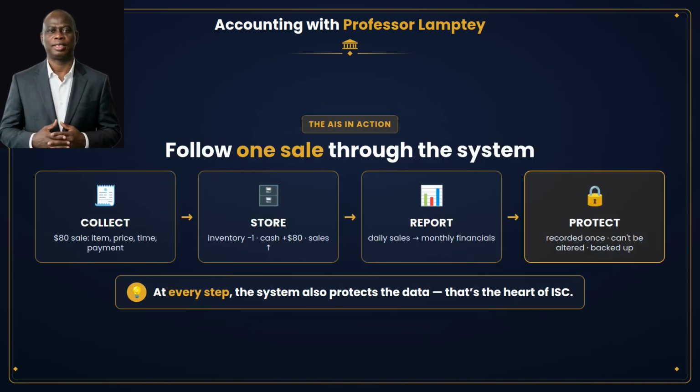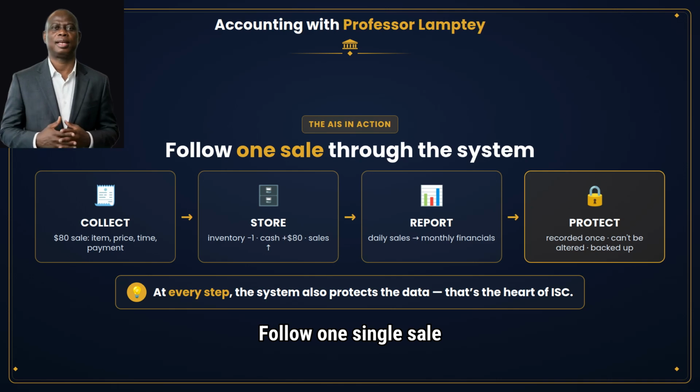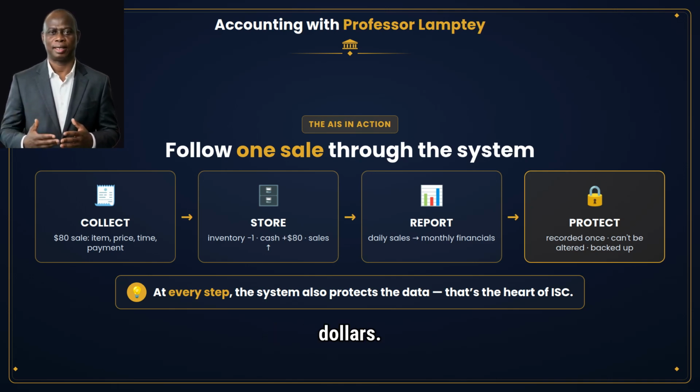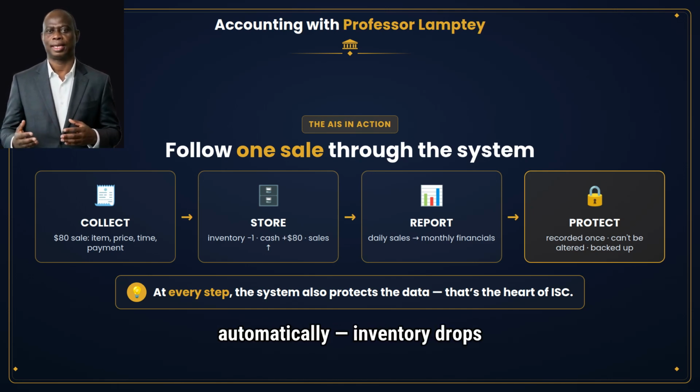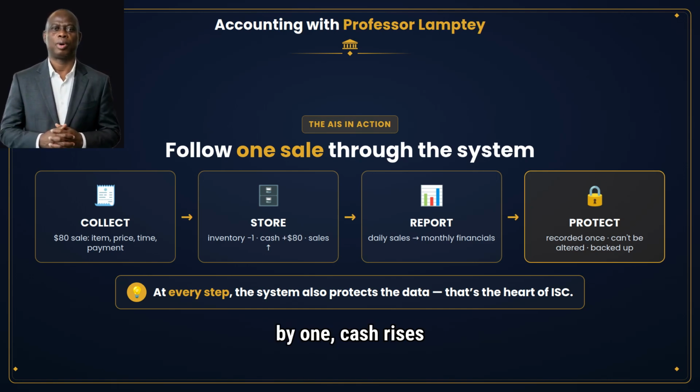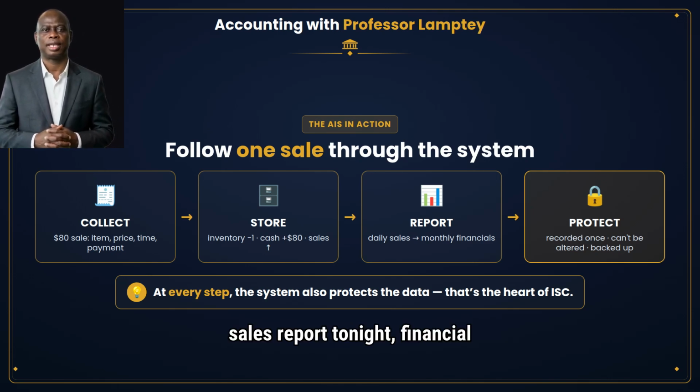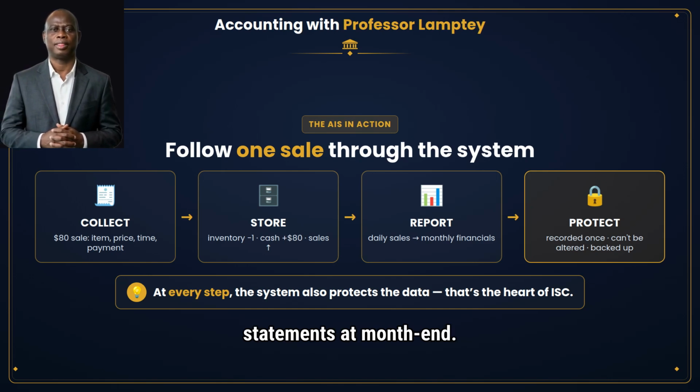Let's make it concrete. Follow one single sale through the system. A customer buys a pair of shoes for $80. At the register, the AIS collects the data: the item, the price, the time, the payment. That data is stored and it updates everything automatically. Inventory drops by 1, cash rises by $80, the day's sales climb. Then the system processes and reports. A sales report tonight, financial statements at month end.